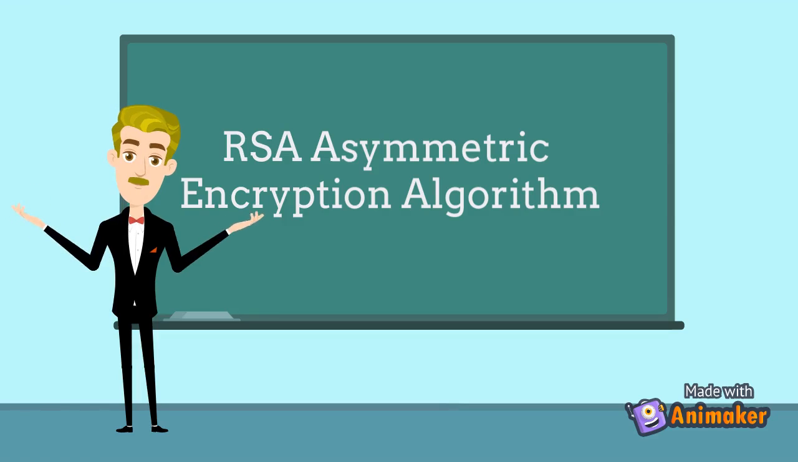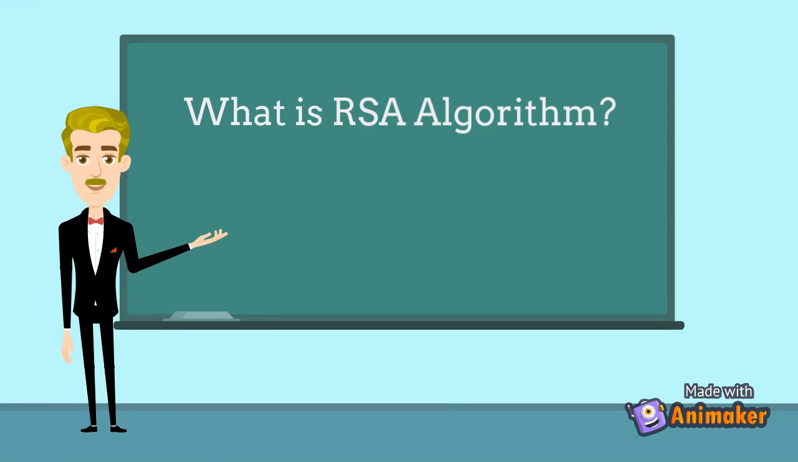Good day everyone. We will now be talking about the RSA asymmetric encryption algorithm. RSA is an asymmetric cryptography algorithm. Asymmetric actually means that it works on two different keys, a public key and a private key. As the name describes, the public key is given to everyone and the private key is kept private.